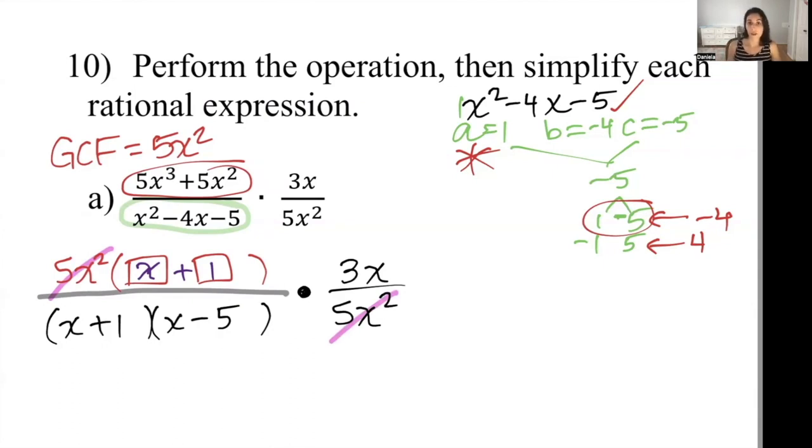And then stuff can also cancel vertically, right? So if you notice, this parentheses x plus 1 will cancel with this parentheses x plus 1. So the final answer is just what's going to be left over. The top, you just have 3x, and the bottom, you just have an x minus 5 left.